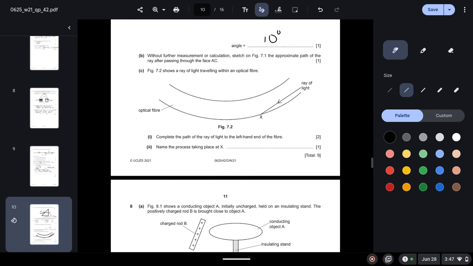Figure 7.2 shows a ray of light traveling within an optical fiber. Complete the path of the ray of light to the left hand end of the fiber. We know that inside an optical fiber, total internal reflection occurs, so you have to complete this path using total internal reflection. In total internal reflection, these angles are the same, so be careful with that. Name the process. This process is total internal reflection.